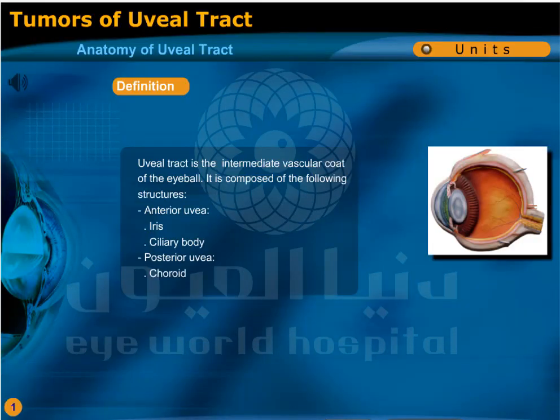Tumors of the uveal tract. Anatomy of the uveal tract. Uveal tract is the intermediate vascular coat of the eyeball. It is composed of the following structures: anterior uvea formed of the iris and the ciliary body, posterior uvea formed of the choroid.